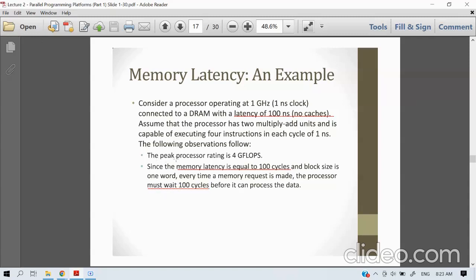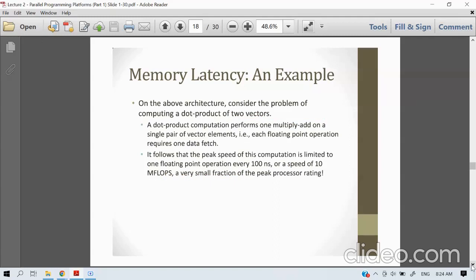So let's observe the following situation. The peak processor rating is equal to 4 GFLOPS. Since the memory latency is equal to 100 cycles and block size is 1 word, every time a memory request is made, the processor has to wait 100 cycles before it can process the data. Why 100 cycles? Because we have a latency of 100 nanoseconds between the processor and the DRAM.